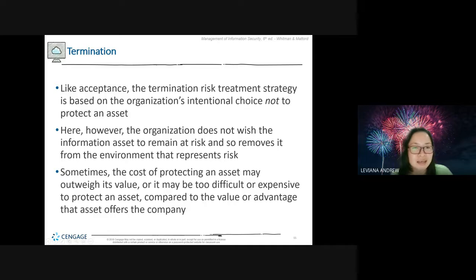And then termination. Termination strategy is based on the organization's intentional choice not to protect an asset. However, the organization does not wish the information asset to remain at risk, so removes it from the environment that represents the risk. Sometimes it is not worth protecting, or the cost of maintaining it is higher than keeping it. Therefore, the asset is totally removed.